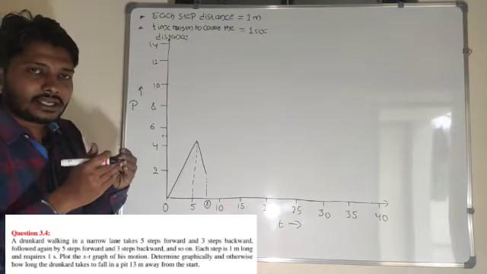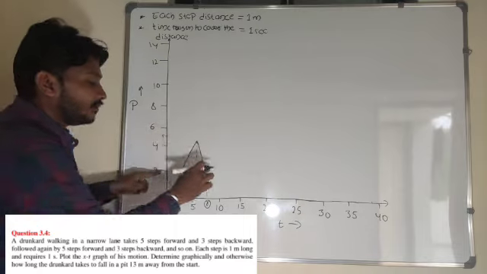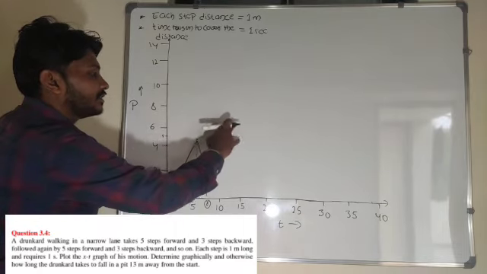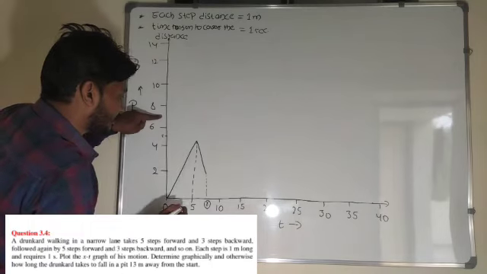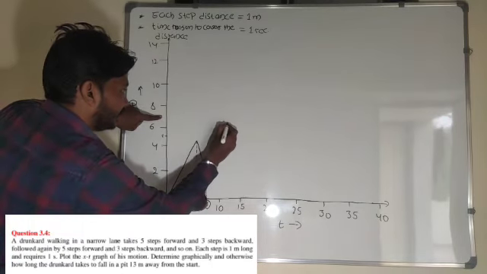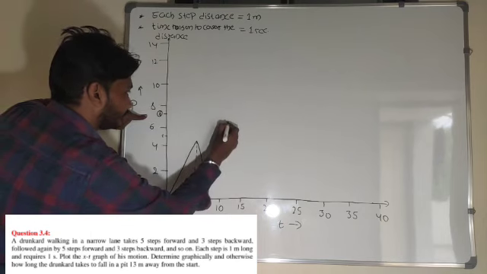Again he will make 5 steps forward. From 2 meters, 5 steps forward means 2 plus 5, that is 7 meters here. Somewhere I will take it here. So he travels that 7 meter distance. For example, this is 7 meters.